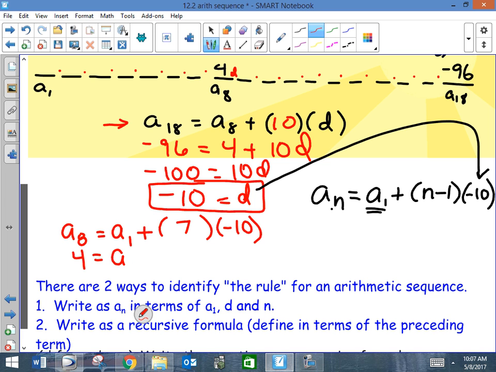All right, so A1 is going to be the only thing missing here. What's A1 going to be? 74. Okay. So 74 goes there.